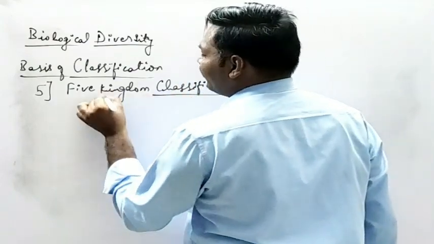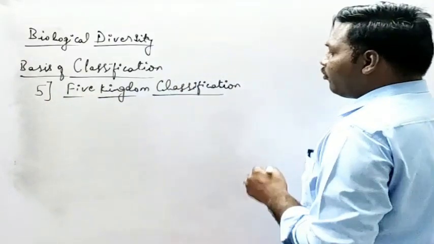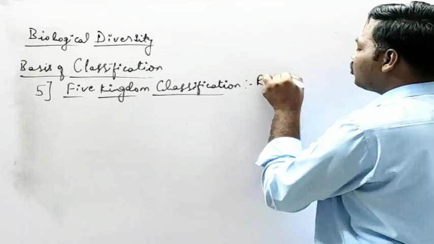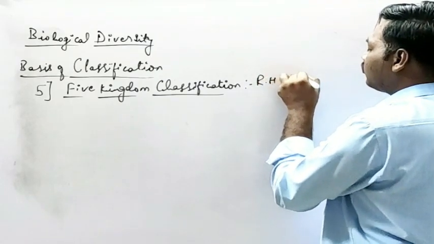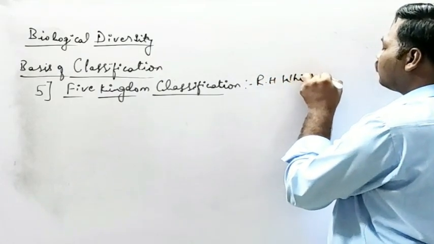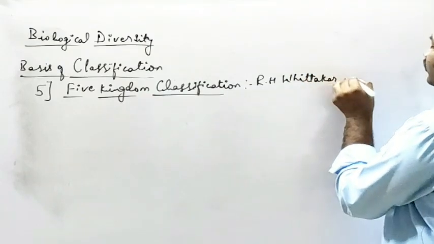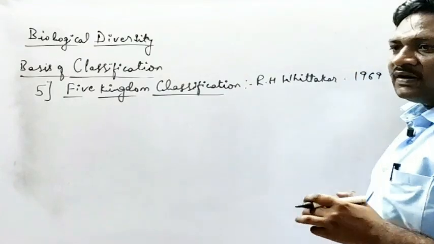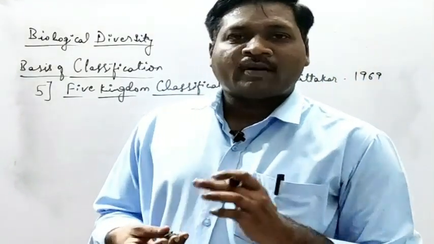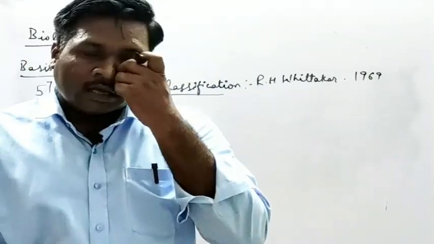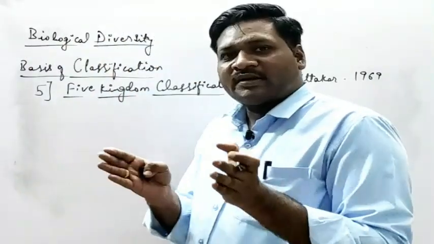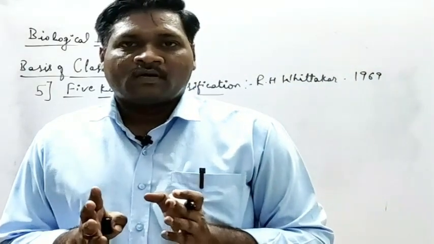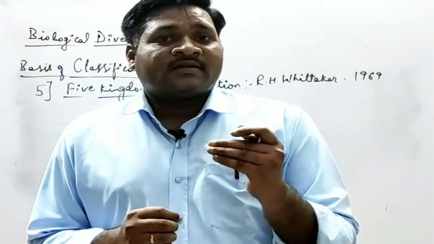So the 5 kingdom classification system was proposed by R.H. Whittaker in the year 1969. So what has he proposed? He distributed the living organisms or the living beings into 5 main kingdoms, okay, on the basis of certain criteria.